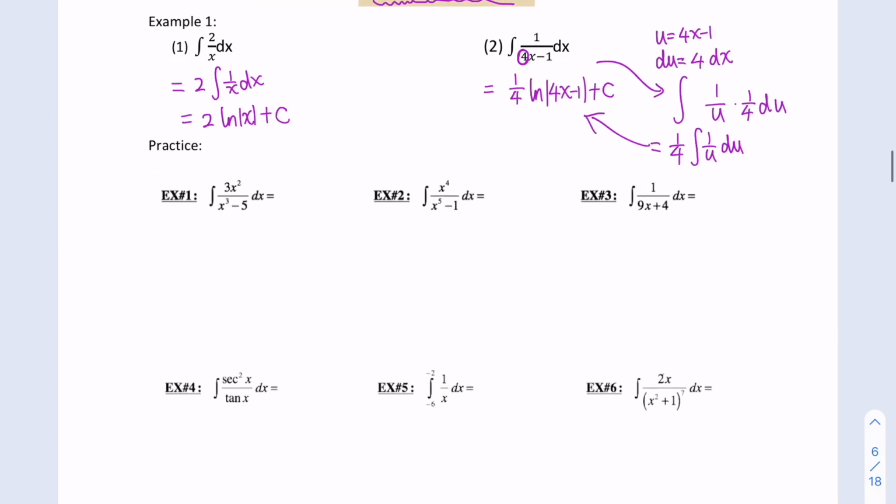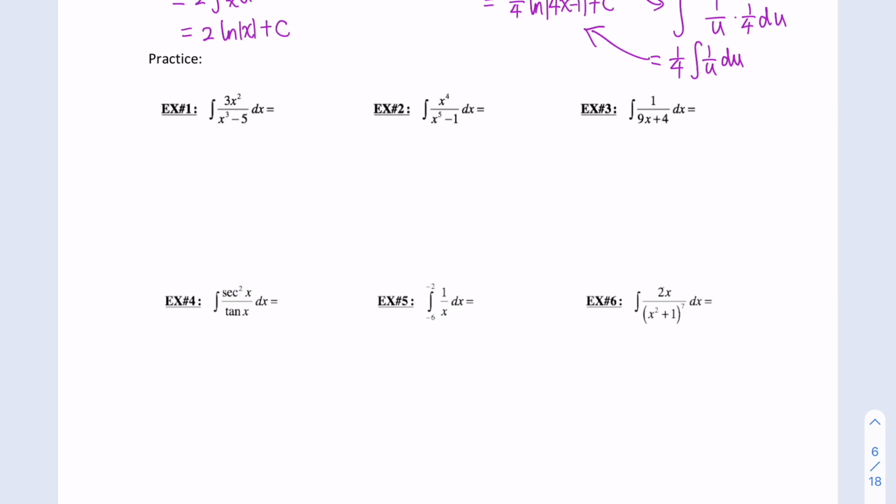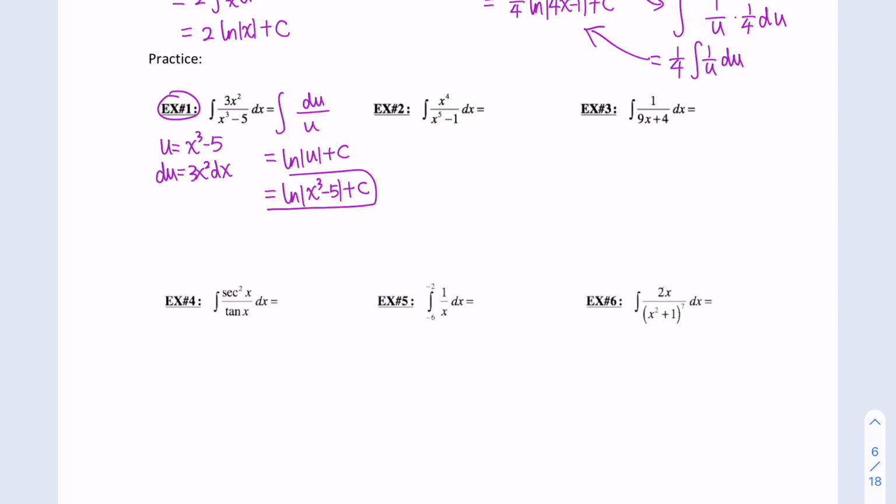And for the practice problems, I'm going to go over some of them, and sometimes we do have to use u substitution. For example, example 1. We are going to define u as x cubed minus 5. So du will be 3x squared dx. Now all the x and dx will be replaced by u and du. So it's du over u, which gives us ln u plus c.